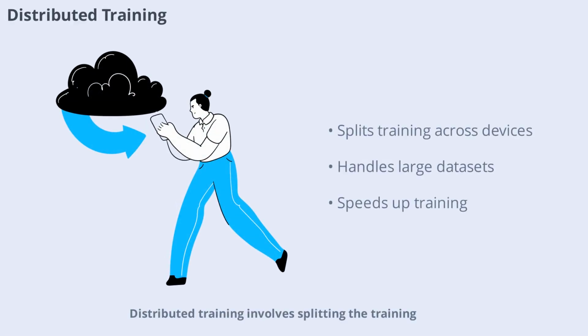Distributed training involves splitting the training process across multiple machines or devices. This approach allows for faster training and the ability to handle larger datasets. By coordinating updates between devices, distributed training ensures the model learns efficiently and scales to meet growing demands.